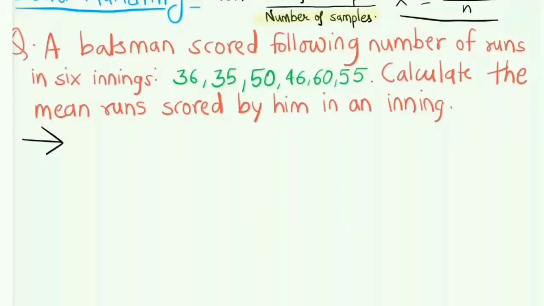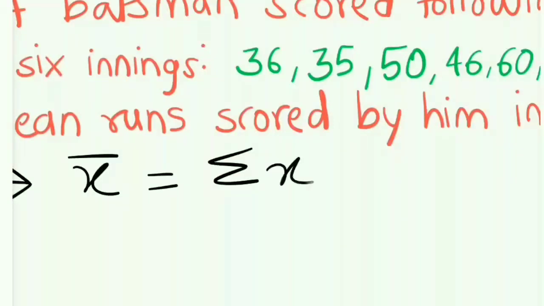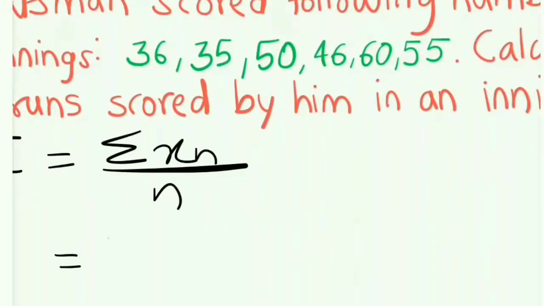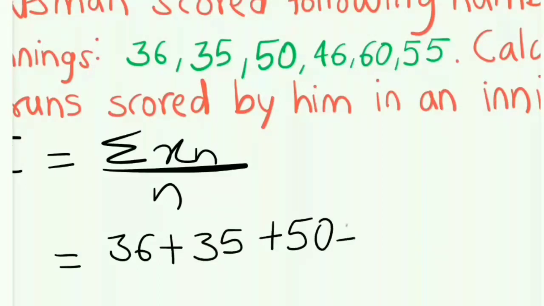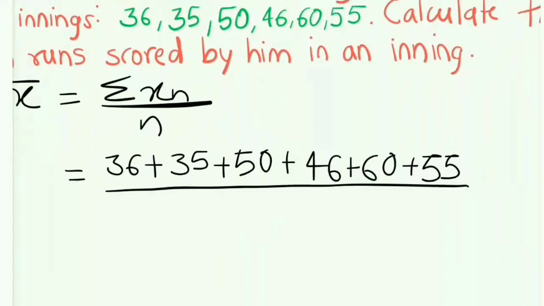Now next is this question. A batsman scored the following number of runs in 6 innings. Calculate the mean runs scored by him in an inning. Again, x̄ equals summation of xn divided by n. Here summation of xn is 36 plus 35 plus 50 plus 46 plus 60 plus 55. That is the addition of all of these runs. Now all of this divided by 1, 2, 3, 4, 5, 6. That is 6.